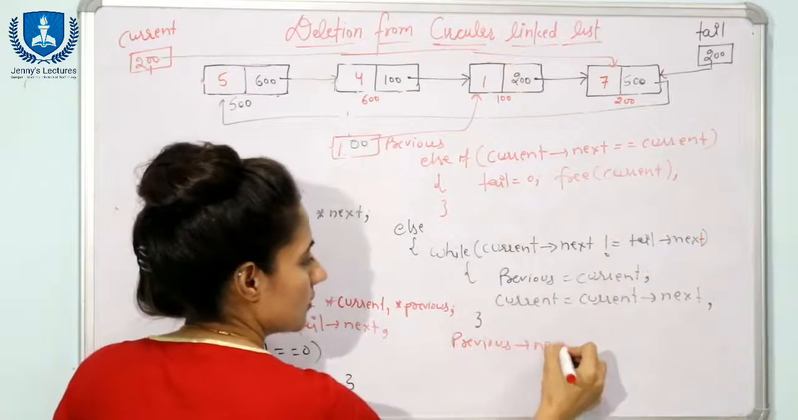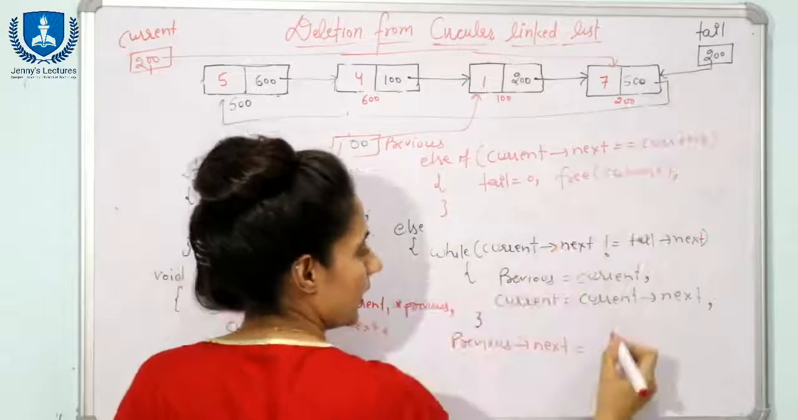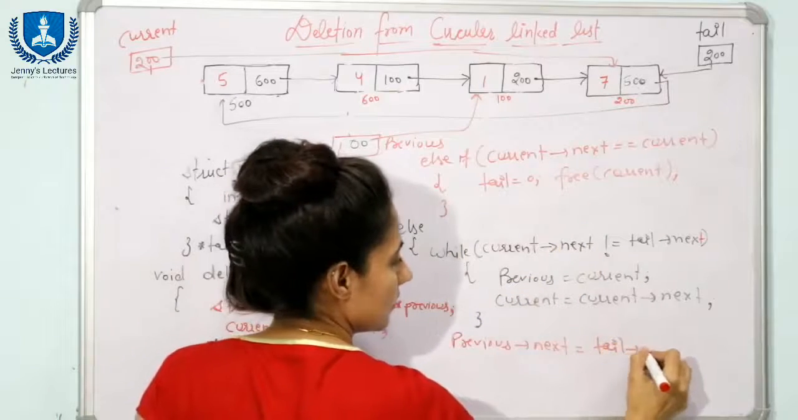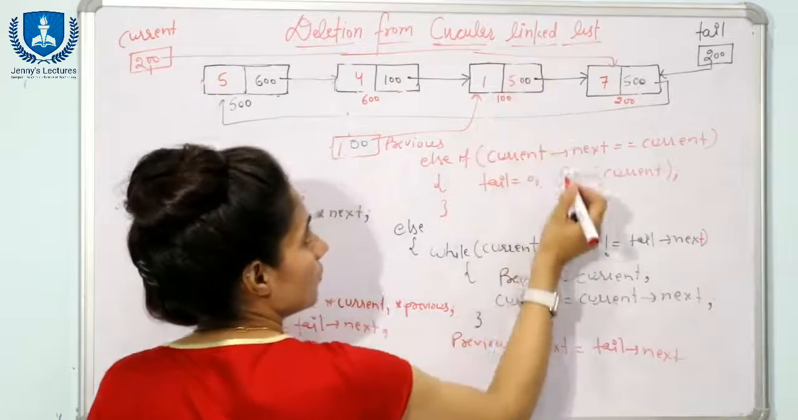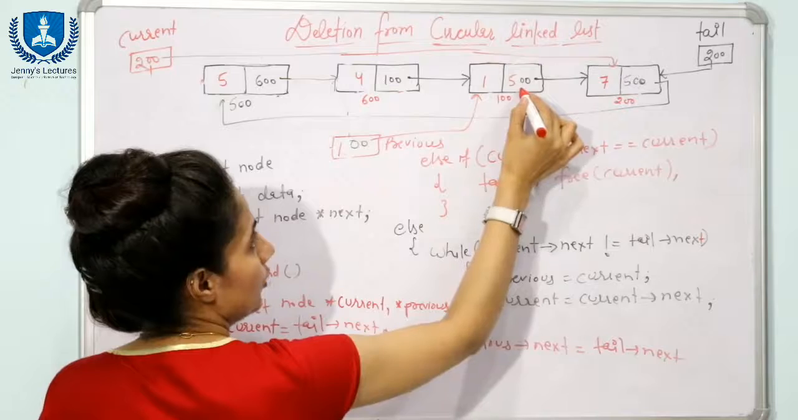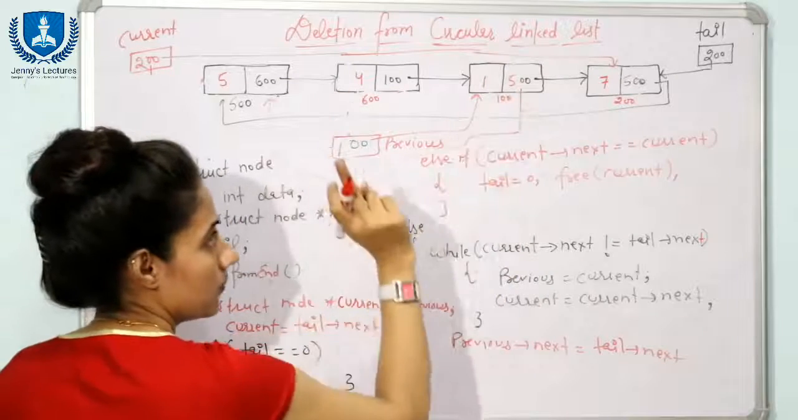Previous of next. How can you access this part? Previous of next is equal to tail of next, right? So here now I have 500. So now this is pointing to this node, right? We have set a link, right?